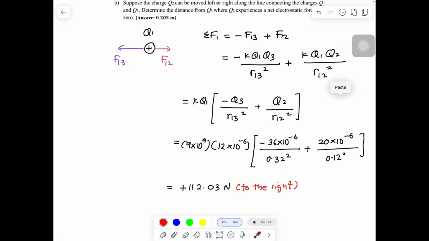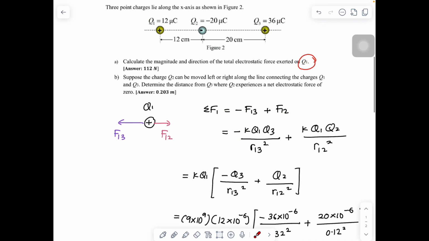So ini calculation yang kita gabung sekali. Yang previous example calculation we separate, so it depends on you which one you want to do. Gabung sekali lebih cepat, tapi you need to be careful with the sign. Kalau dia negatif tu jangan lupa letak negatif lah. So that one is for question A.